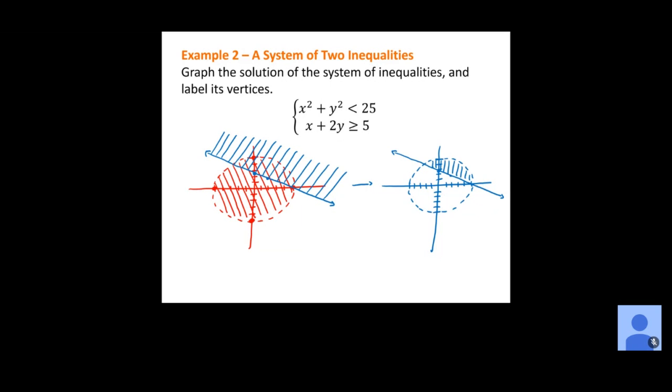So just be careful on problems like this. Right? We're not shading everything from both graphs. We're only shading for our final answer the overlapping region of the two inequalities.